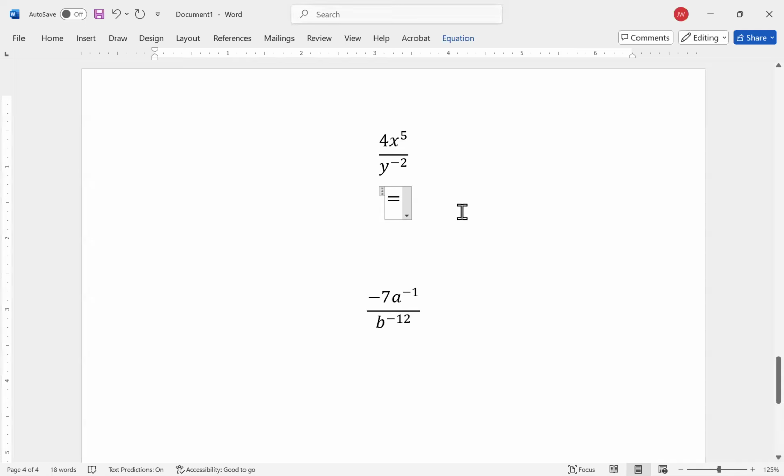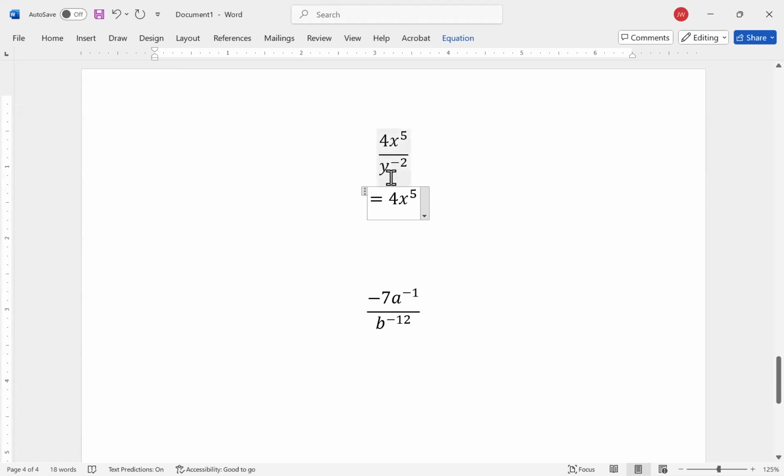So the first thing we have to establish is that 4 is just a numerical value. So 4 is not going to be changed from denominator to numerator or vice versa. X to the 5th already has a positive exponent on it, so I'm going to keep that as x to the 5th.